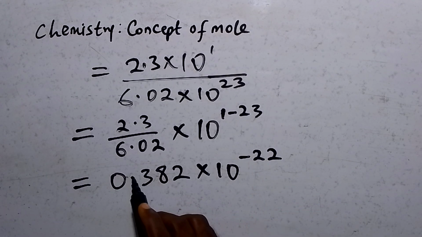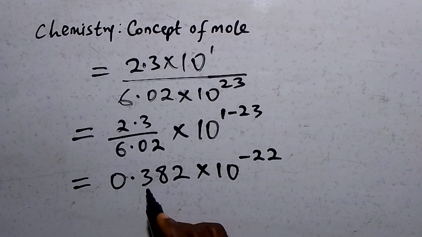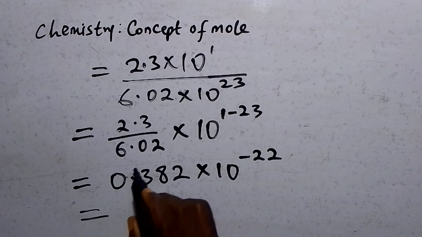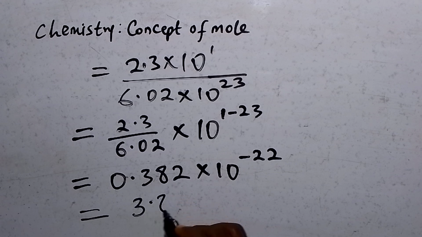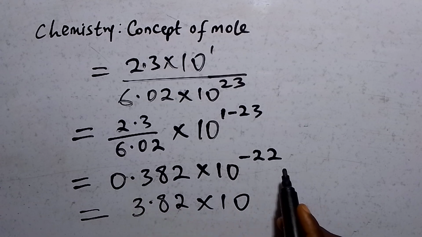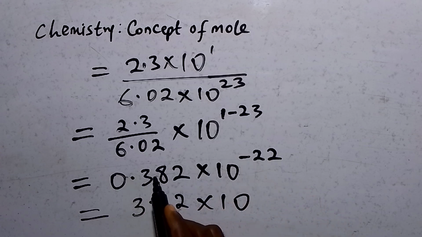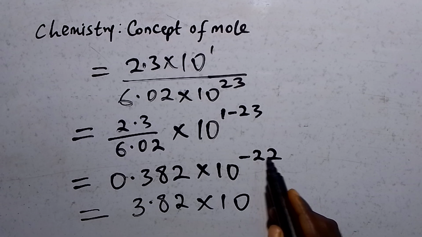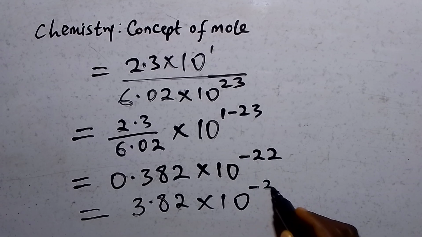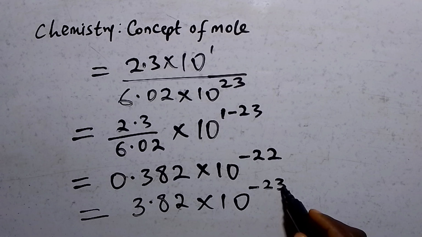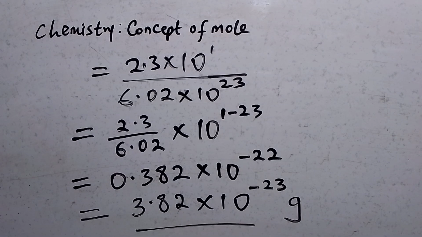That means this point should be here because 3 is the first digit that is not 0. So you move this point to this place, so you have 3.82 times 10. Remember, you moved this point towards your right side. It means that this exponent should decrease by 1. Since you jumped one digit to your right, it becomes minus 23. I hope you know that minus 23 is smaller than minus 22 because this is minus. Remember they say we should find it in grams, so put grams, and that is your answer.